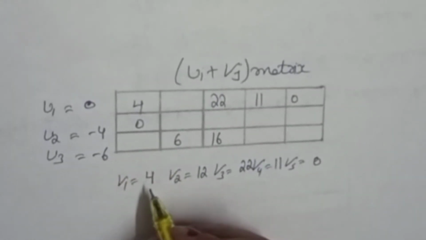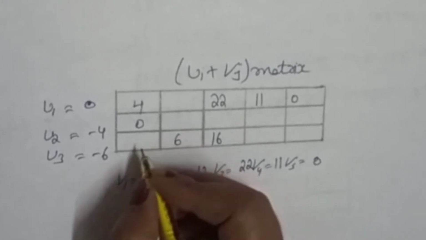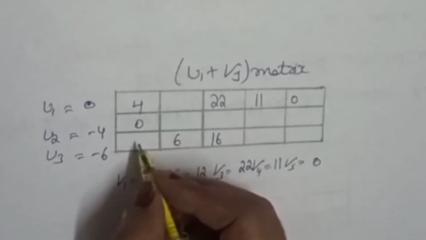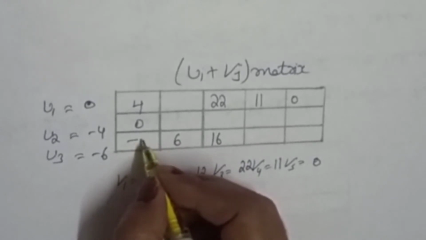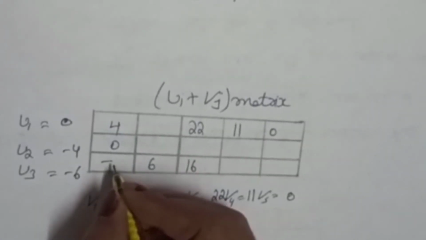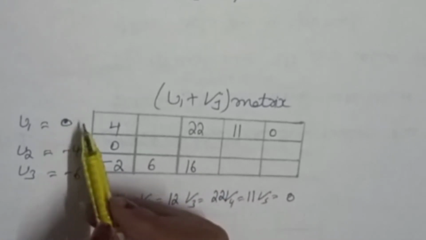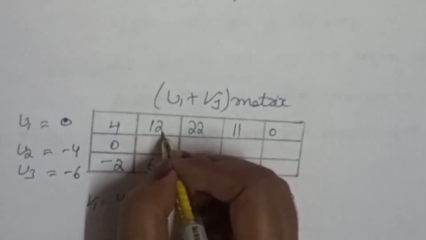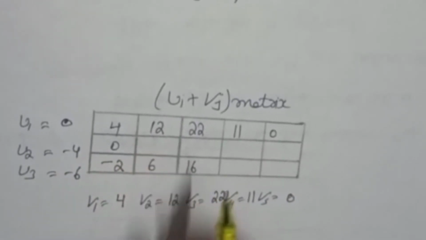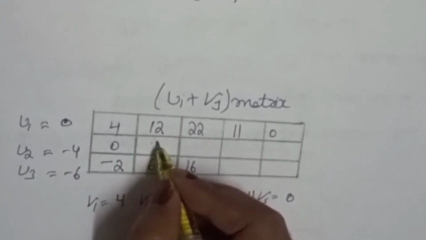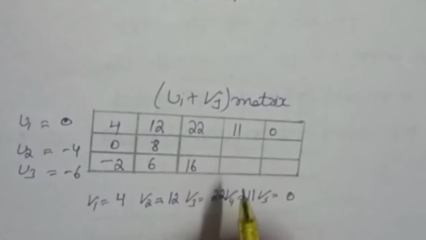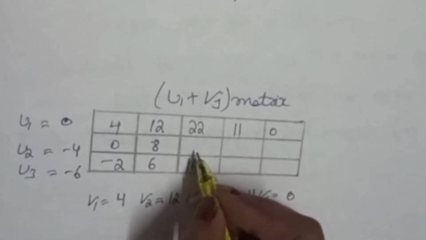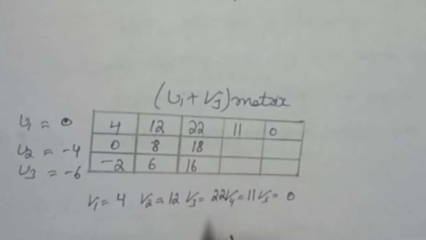Minus 6 plus V1 is equal to minus 6 plus 4 is equal to minus 2. 0 plus 12 is equal to 12. Minus 4 plus 12 is equal to 8. V3 is equal to 22. So minus 4 plus 22 is equal to 18.